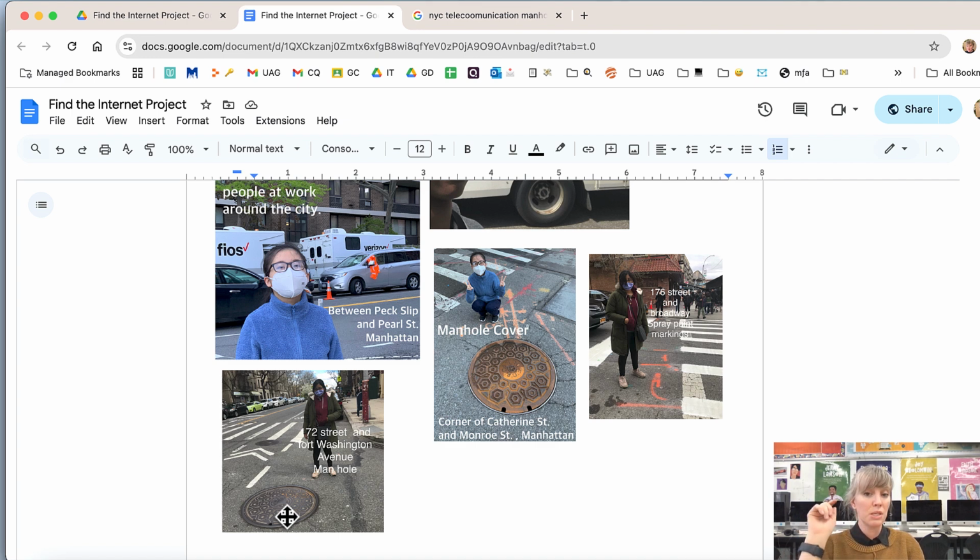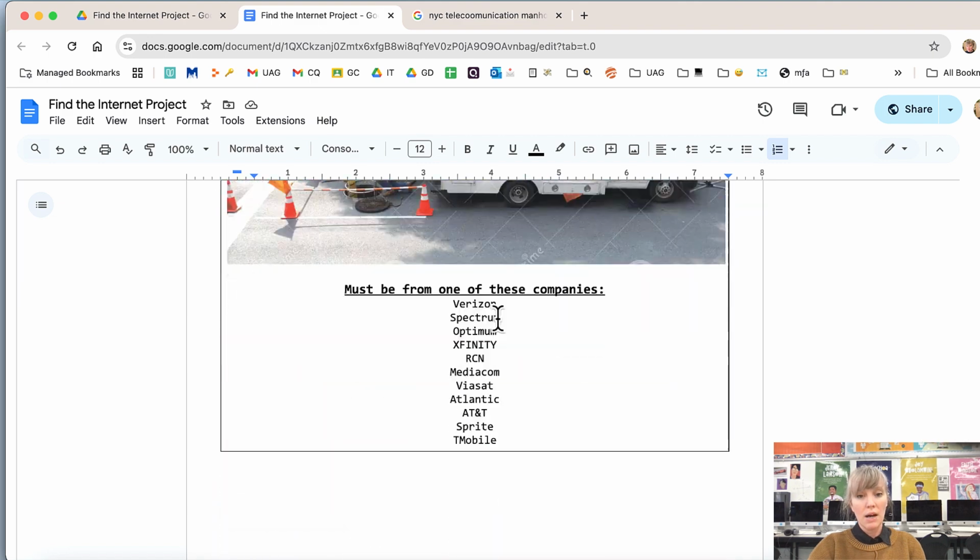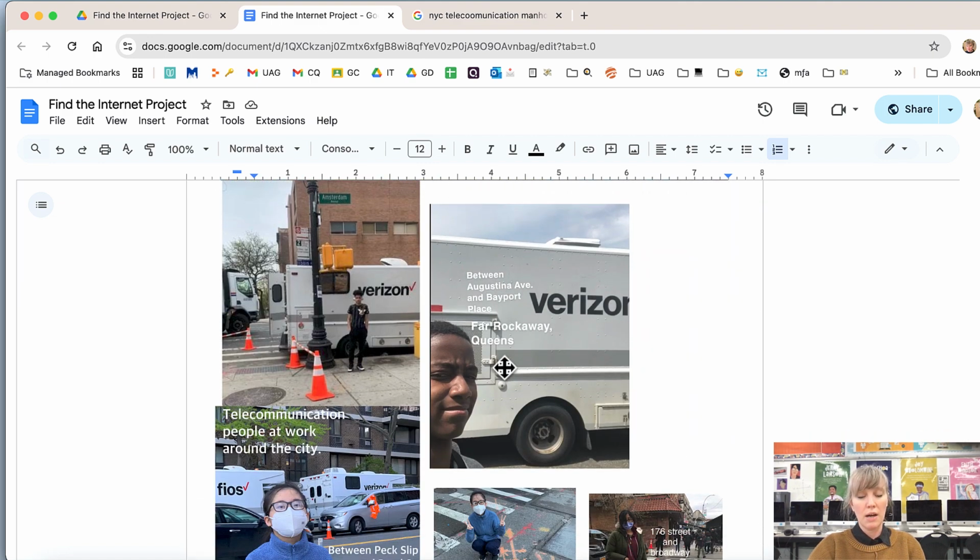It has to be just you in the picture, and it has to show your face, and you can't submit the same type of internet infrastructure to receive credit for both pictures. So this person did a Verizon truck and a manhole cover. This person did a Verizon truck and probably did another type of internet infrastructure in his other picture.